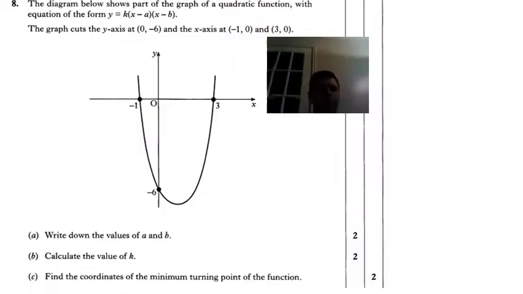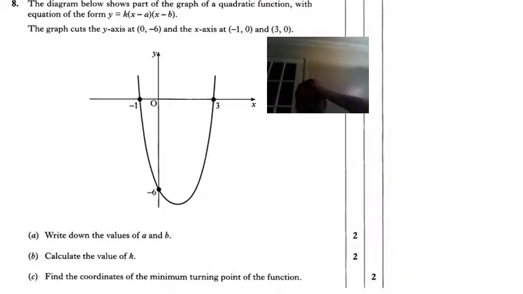Okay, so let's have a look at this other problem then. The diagram below shows part of the quadratic function with the equation of the form y equals k(x minus a)(x minus b). The graph cuts the y-axis at (0, negative 6), and the x-axis at (negative 1, 0) and (3, 0). Write down the values of a and b. So this one is a wee bit of a different flavour of problem compared to the one we had before.